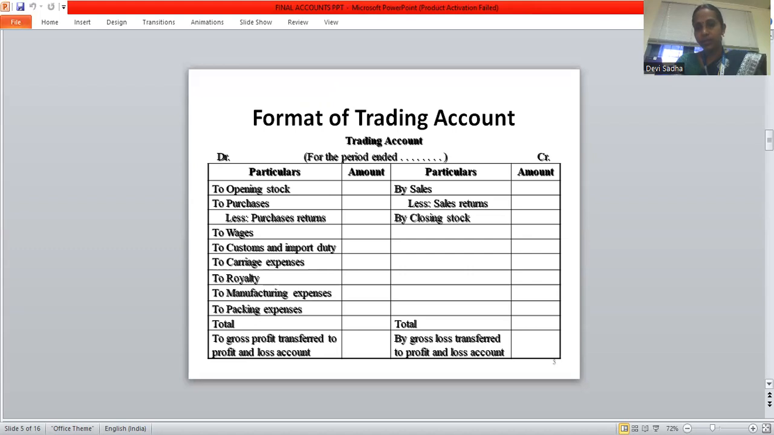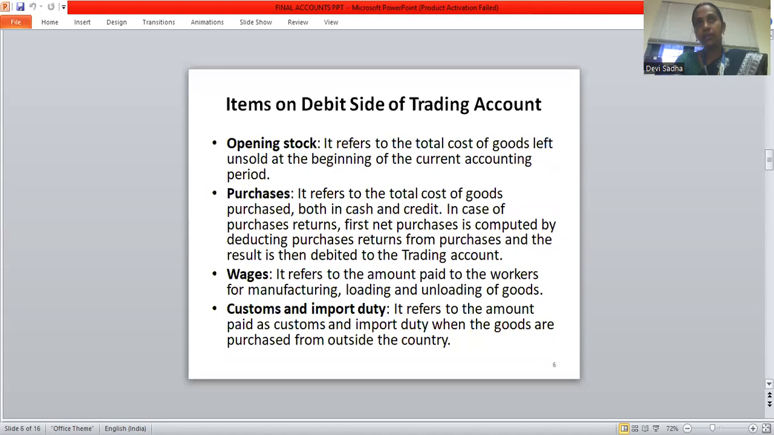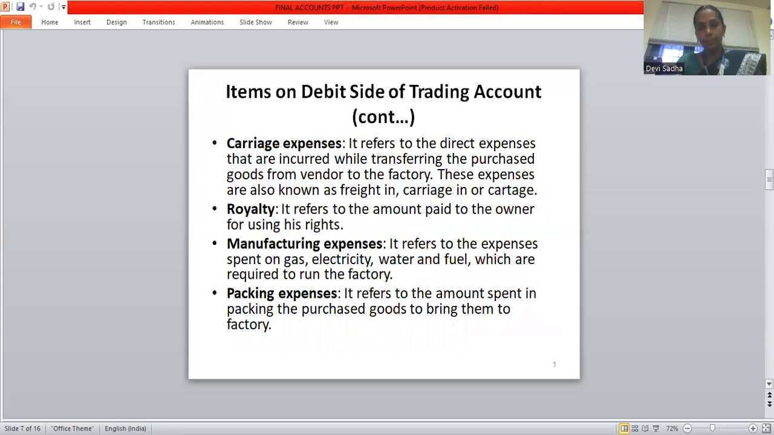Then next, on the credit side, what entries are made? Sales, then less sales return, and closing stock. Finally, we get gross profit or gross loss. Then next, what are the items on the debit side of the trading account only?